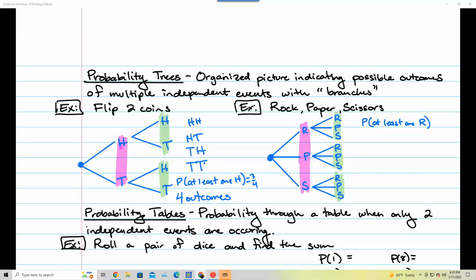Those all have at least 1 rock. And you would say it's 5 out of 9. So the probability that somebody put down a rock while you guys are playing is actually more than half the time.